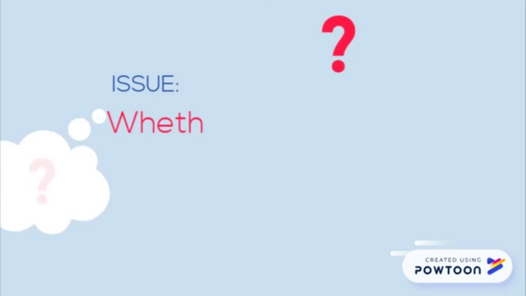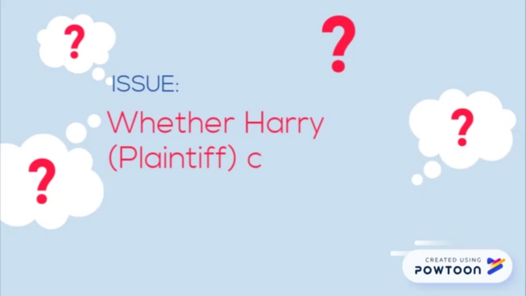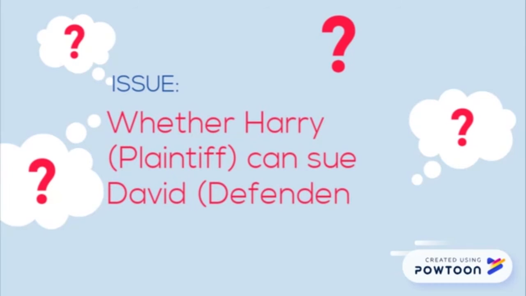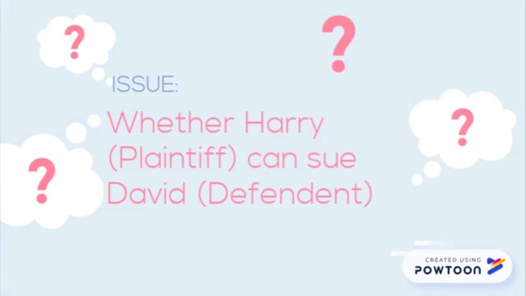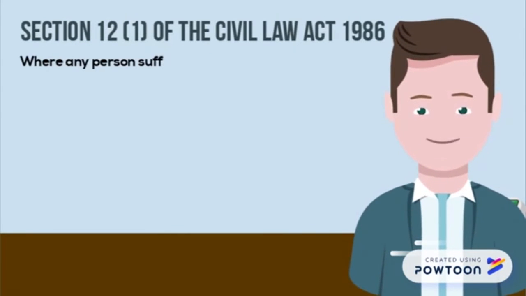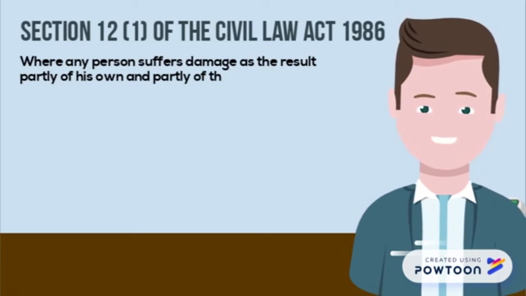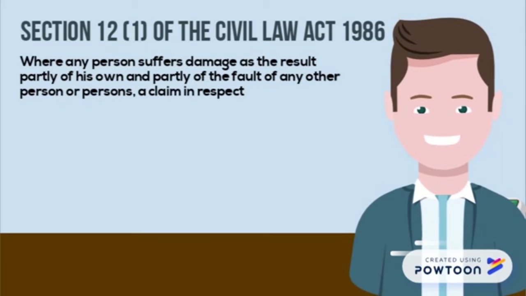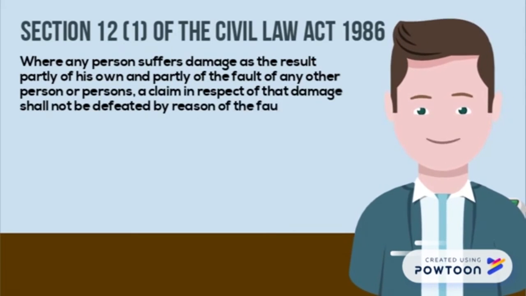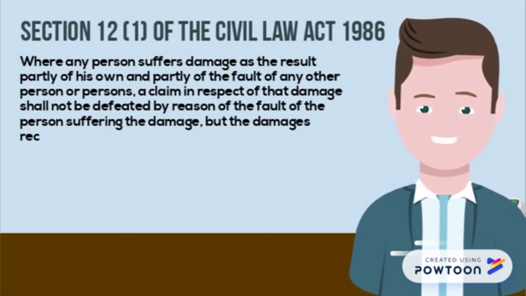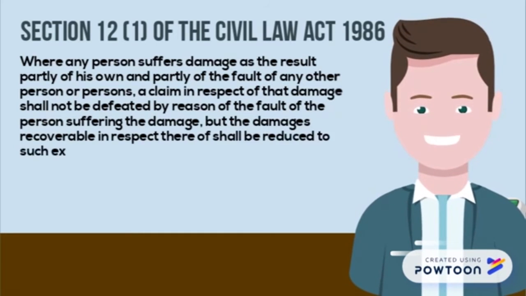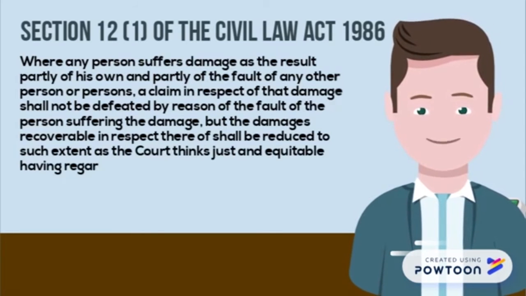Based on our topic, which is contributory negligence, the issue will be whether Perry, as a plaintiff, can sue David as a defendant. As for Section 12 of the Civil Law Act 1986, it's basically where any person suffers damage as the result partly of his own fault and partly of the fault of any person or persons, a claim in respect of the damage shall not be defeated by reason of the fault of the person suffering the damage.